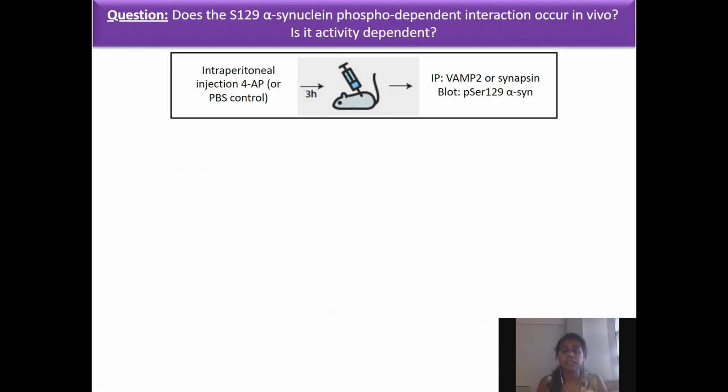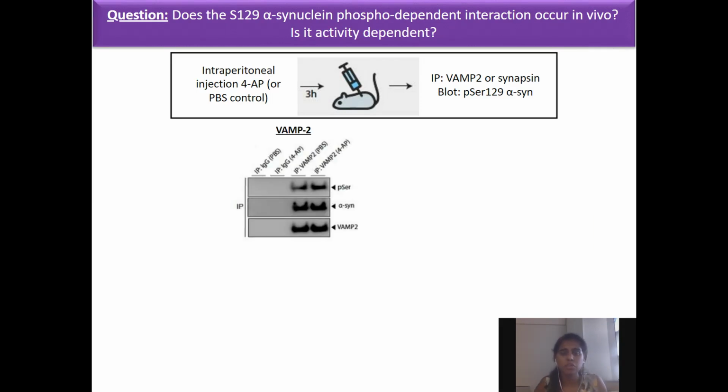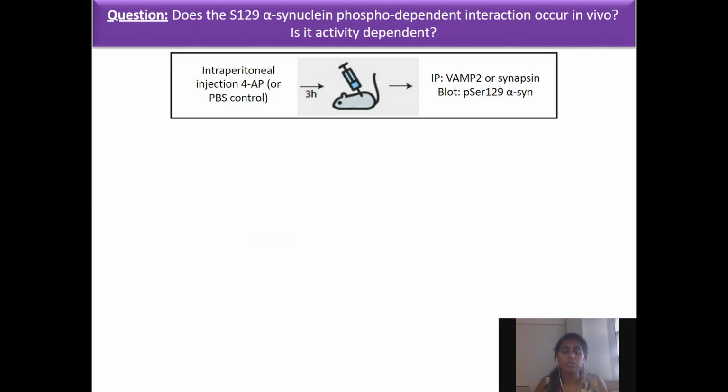So if this interaction is real, the S129 alpha-synuclein phospho-dependent interaction, does it occur in vivo, and is this activity dependent? So to do this, we injected mice with 4-AP, and 3 hours later harvested the brains and did an IP with VAMP2 or synapsin and looked for the presence of phosphorylated alpha-synuclein.